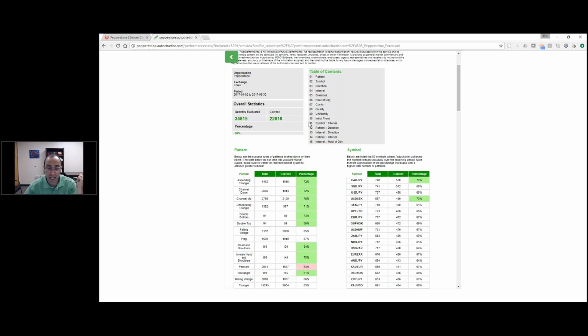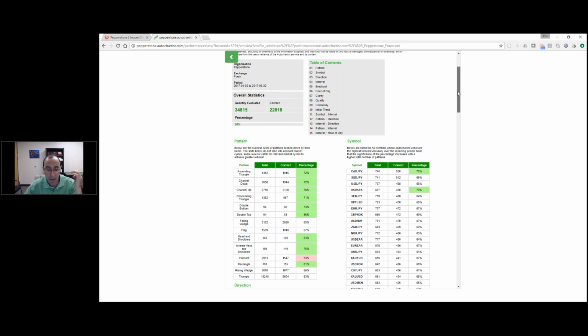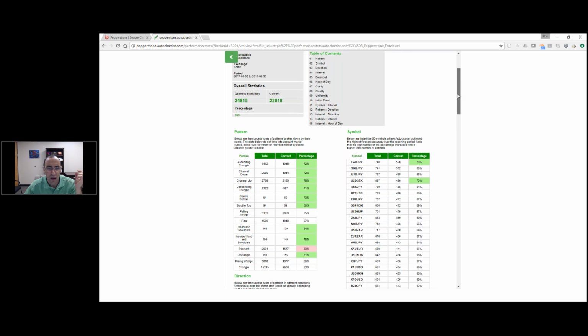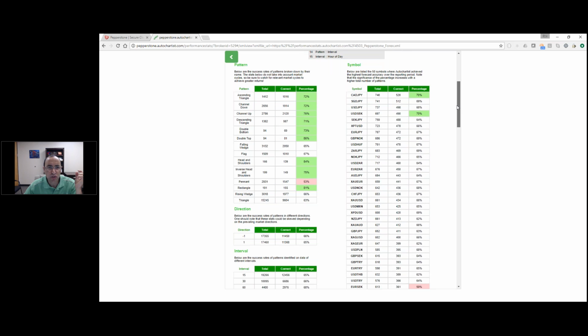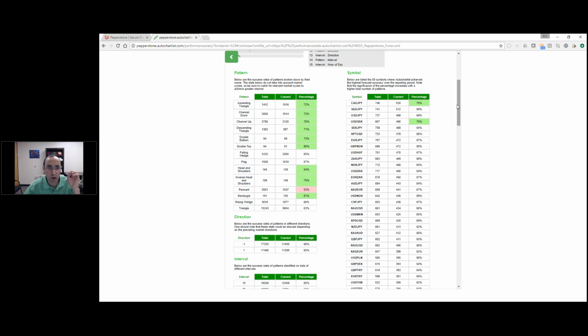Keeping in mind that professional traders only look for a 51 or a 52% edge. But the important part here is to see what has or hasn't been doing well when broken down by different types of characteristics. So let's look at these in more detail.